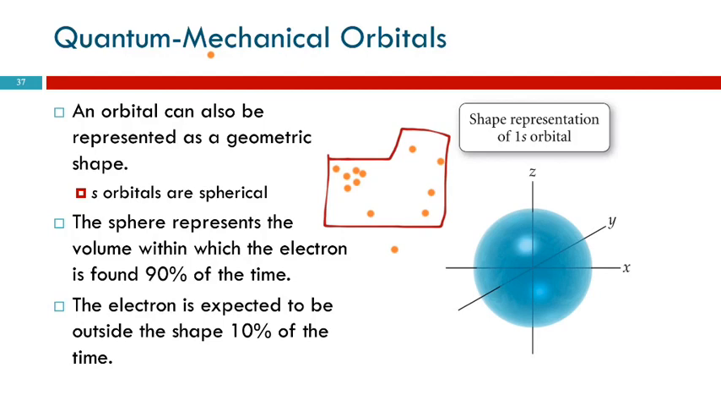So the electrons are probably within that shape, but you don't know exactly where. You don't know if they're moving or sitting still or exactly what they're doing, and they might be outside the shape. But the orbital is a probability, a region of probability. Probably the electron is here. Any questions?